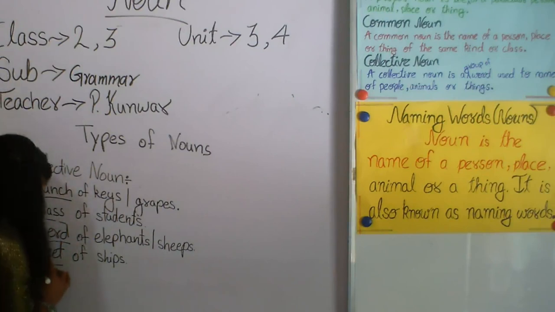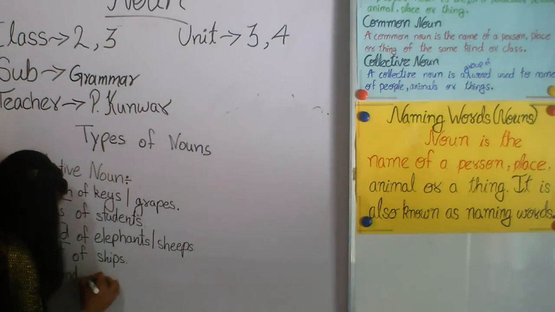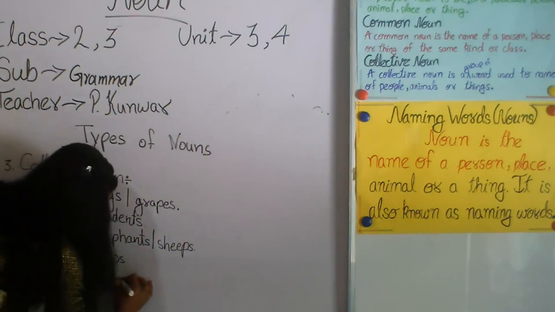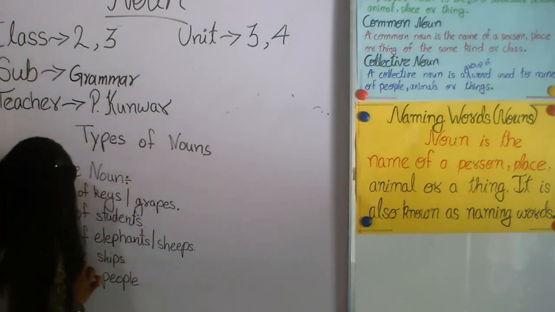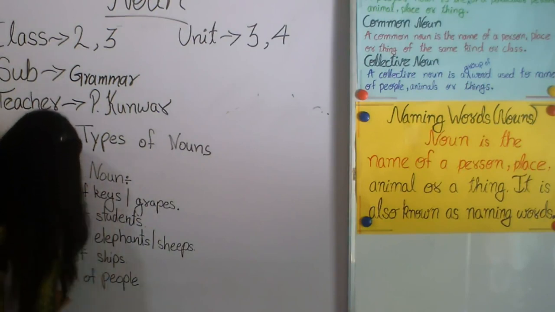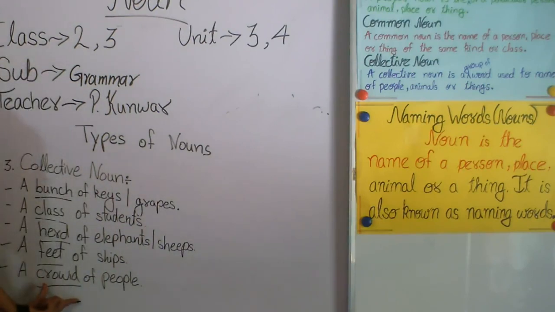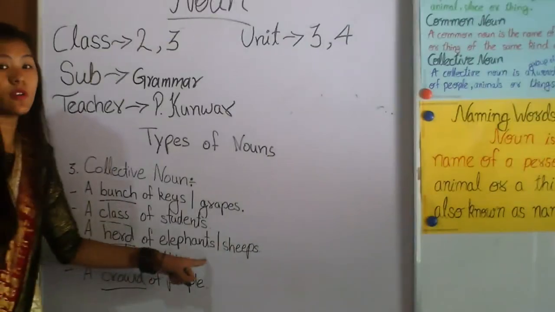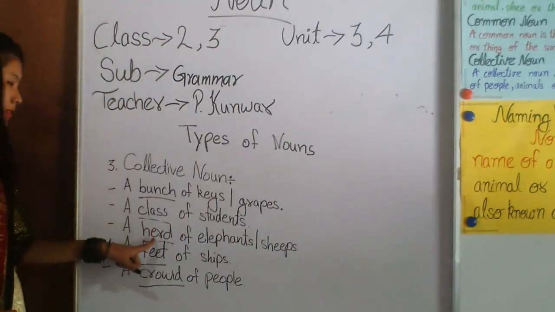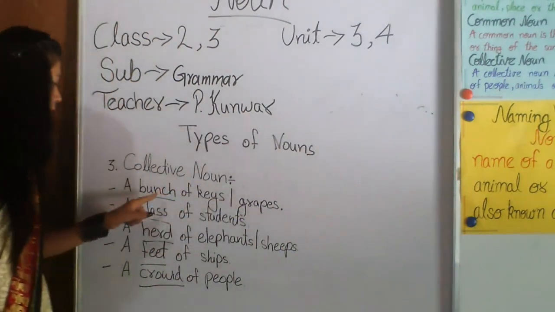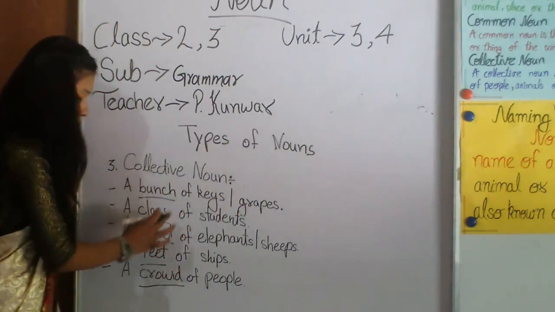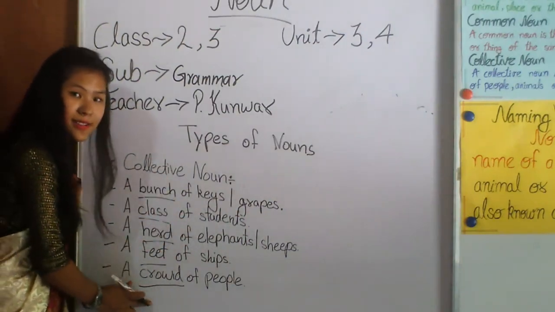And a crowd of people. In this sentence, crowd is a collective noun. Groups of people are a crowd. Groups of ships are a fleet. Groups of elephants and sheep are a herd. Groups of students are a class. And groups of keys and grapes are a bunch. So bunch, class, herd, fleet and crowd are collective nouns.